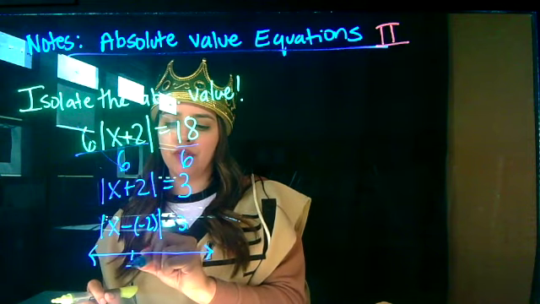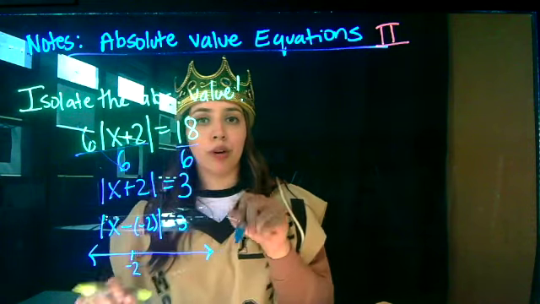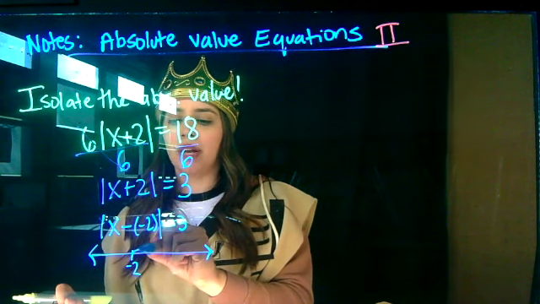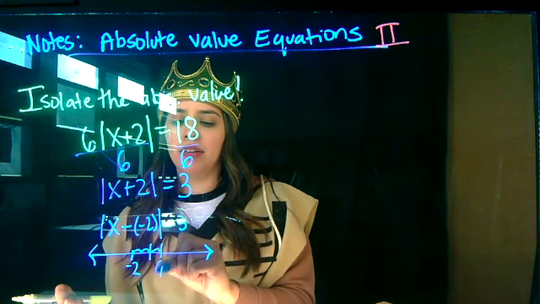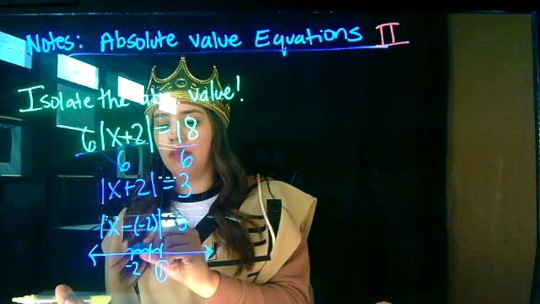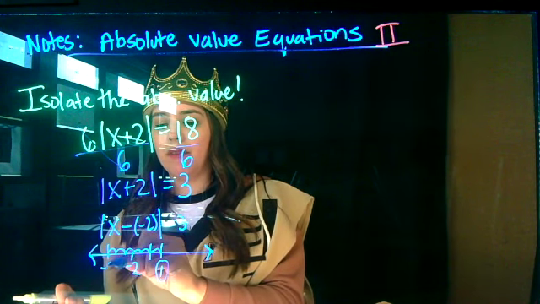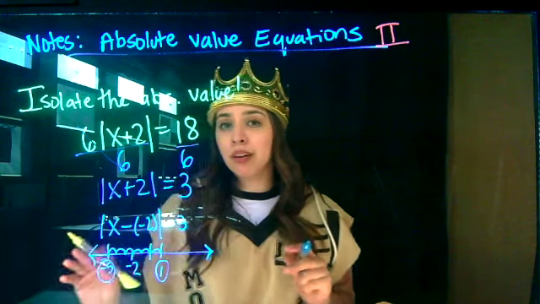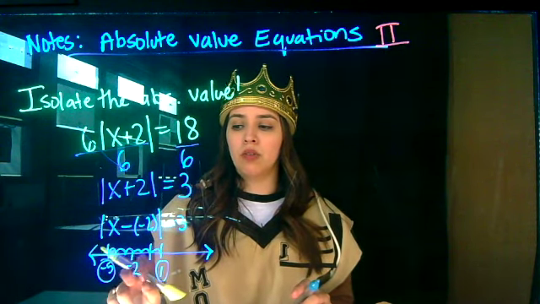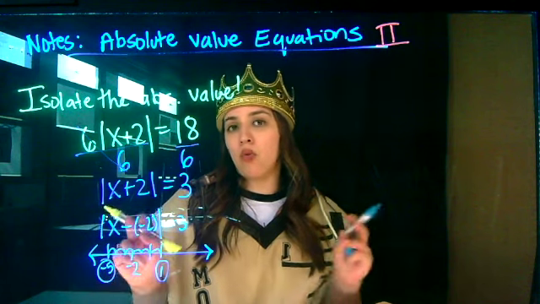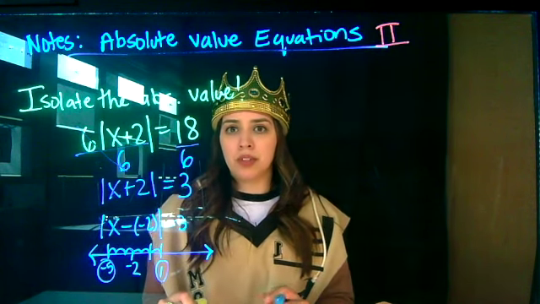I'm going to go to negative 2, and I'm going to go 3 units to the right and 3 units to the left. If I go 3 units to the right, 1, 2, 3, I end up at 1. If I go 3 units to the left, 1, 2, 3, I end up at negative 5. All right, so if our algebra is correct, we should get x equal to 1 and x equal to negative 5. All right, let's do it.